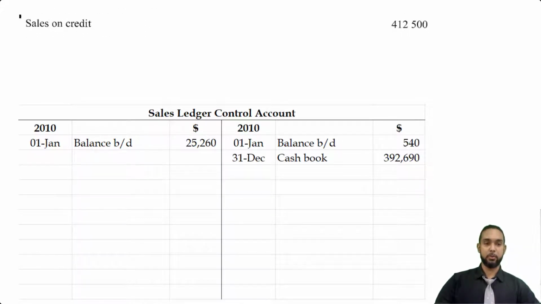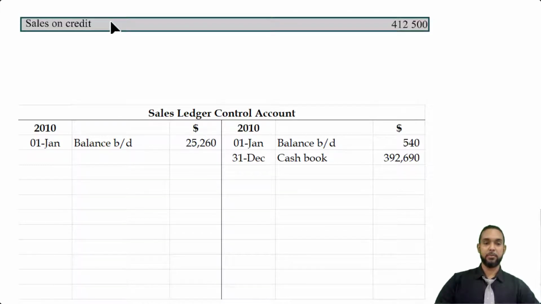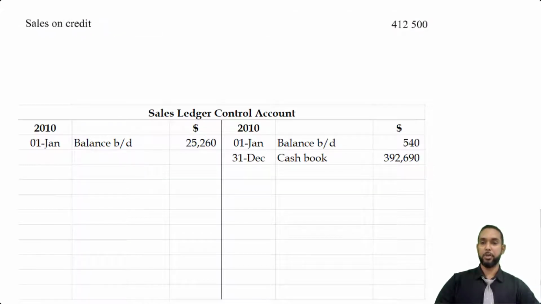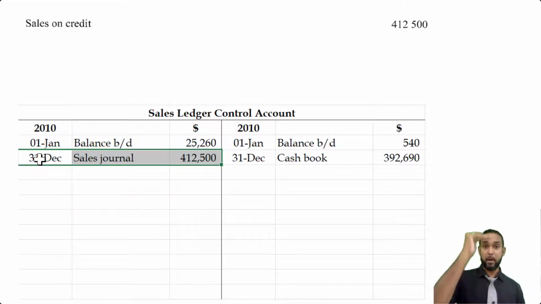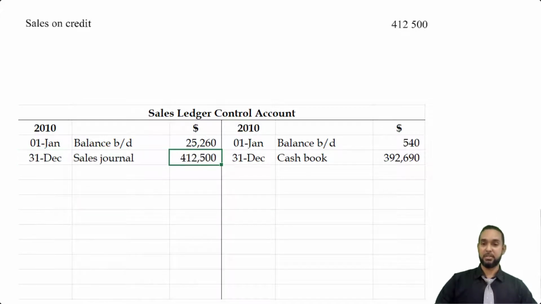Next, let's take a look. We also have sales on credit, 412,500. Now that's going to go on the debit side. Why on the debit side? Because when we make credit sales to our customers, we are selling them goods on credit. Duh. But what's happening is that they now owe us more money than they did before, which means the asset of debtors is going up. And to record an increase in an asset, you have to debit the asset account.